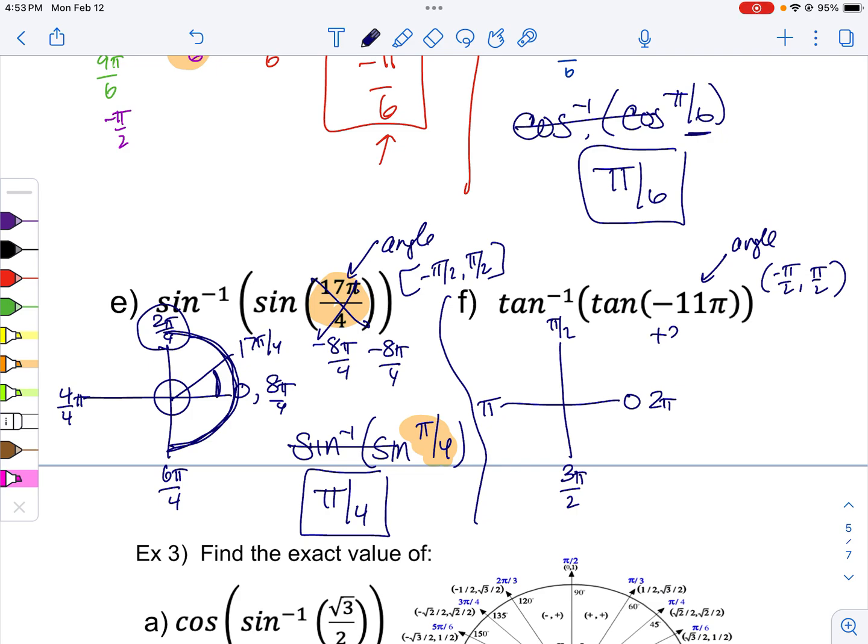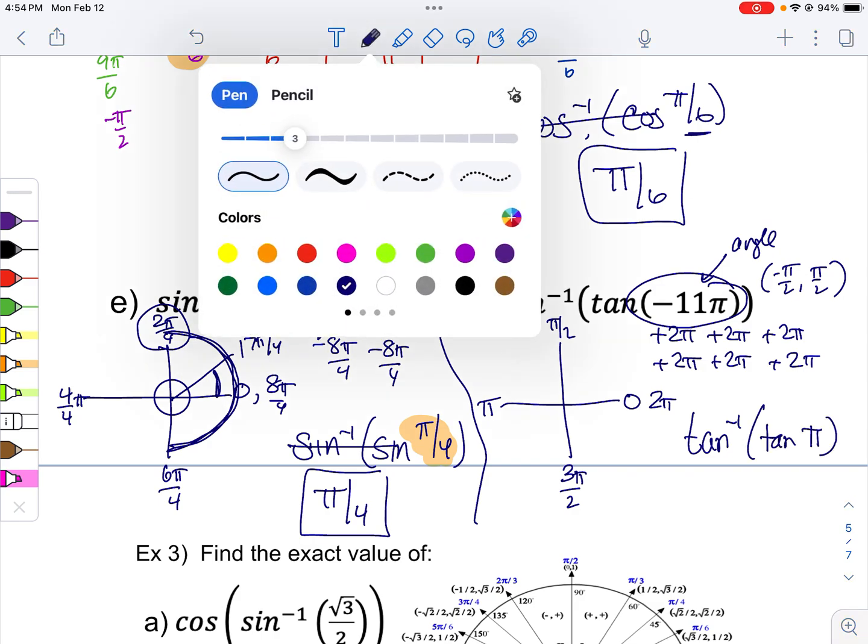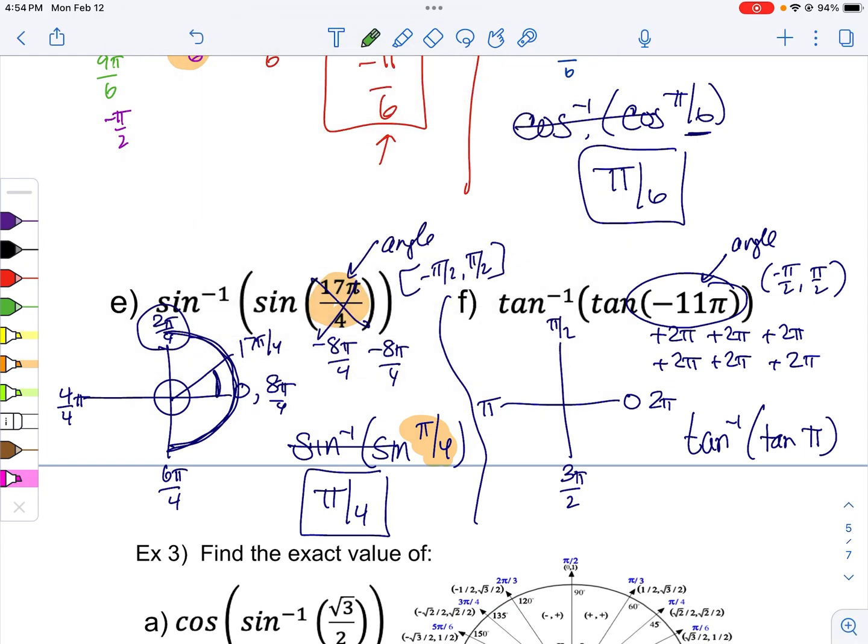So if I add 2 pi, that gives me negative 9 pi. If I add another 2 pi, that gives me negative 7 pi. If I add another 2 pi, that gives me negative 5 pi. If I add another 2 pi, that gives me negative 3 pi. If I add another 2 pi, that gives me negative pi. If I add another 2 pi, that gives me pi. So I know that negative 11 pi is the same as saying tan inverse of tan of pi. So if I added basically 12 pi, that gives me positive pi.